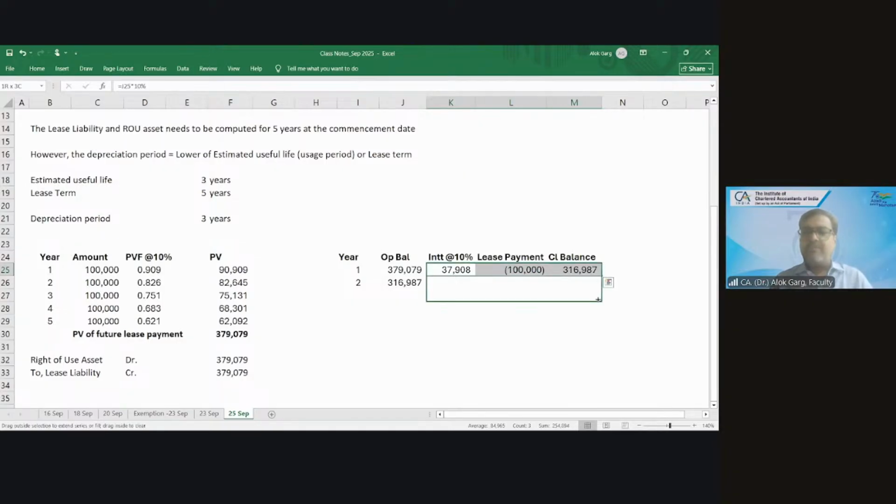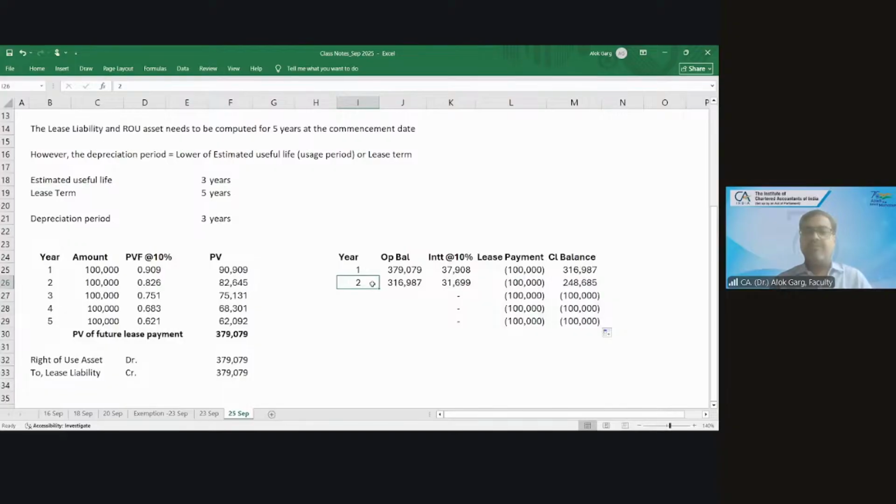So why will you end up paying in 3 years? If you have time till 5 years, why would you pay in 3 years? So you will pay till the time of 5 years. Simple. So this is how your lease liability will go.